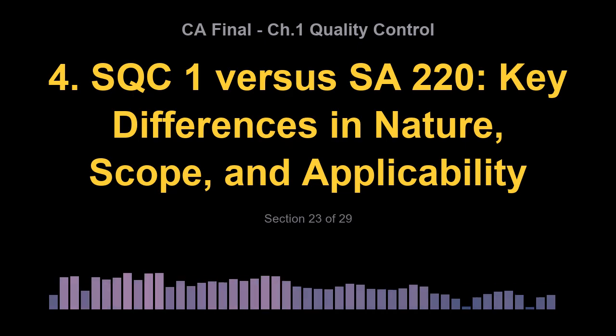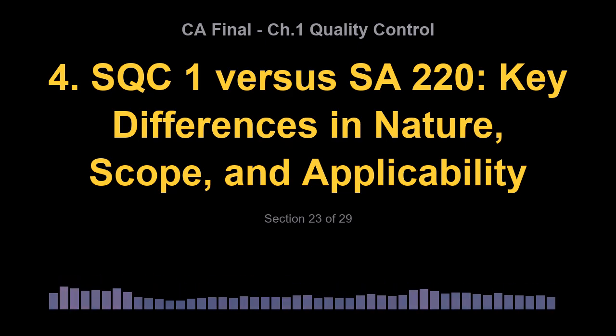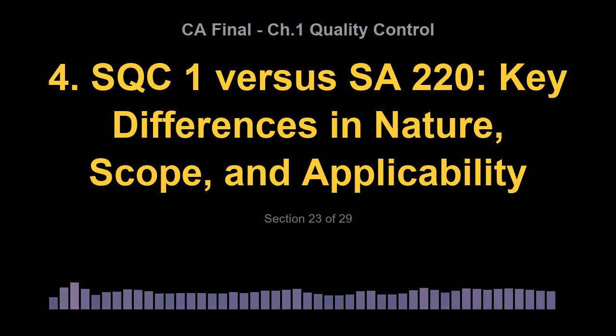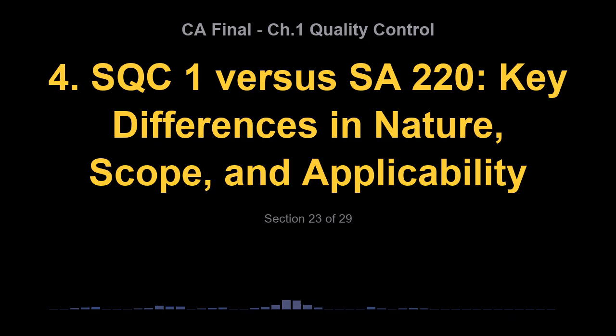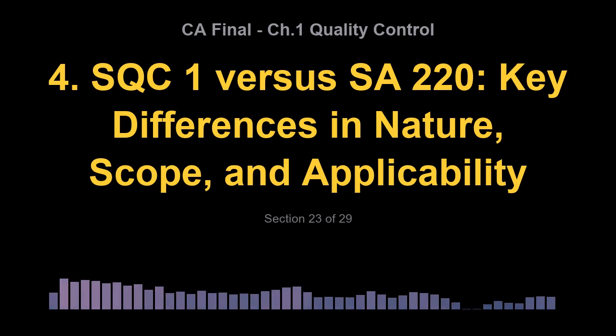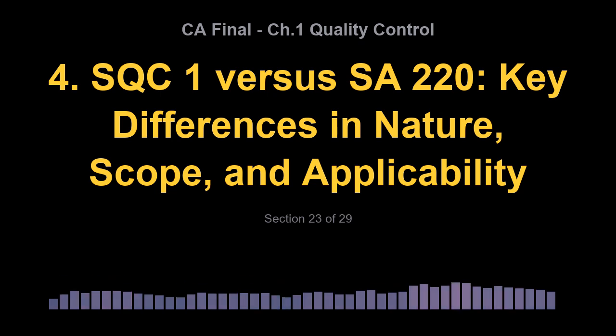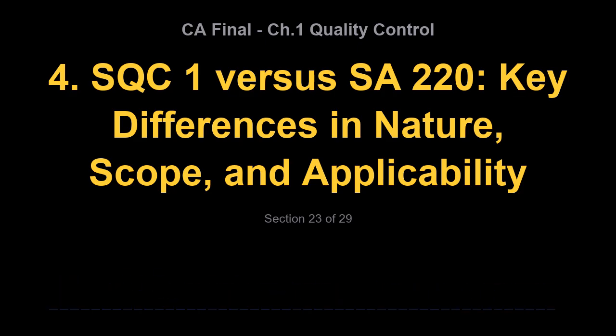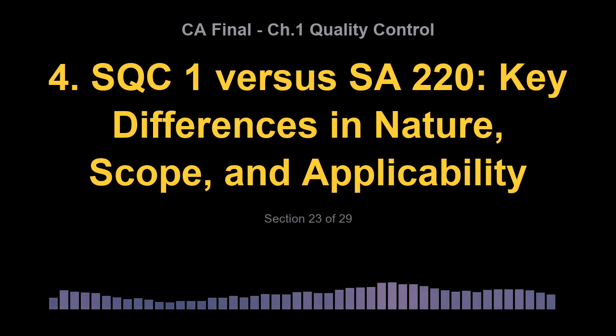SQC 1 versus SA 220, key differences in nature, scope, and applicability. There are 4 key differences between SQC 1 and SA 220. First, regarding applicability. SQC 1 applies to the entire firm and fixes the responsibility of the firm to be assumed by the CEO or managing partners. SA 220, on the other hand, applies to a particular audit engagement, and the engagement partner takes responsibility for the same.